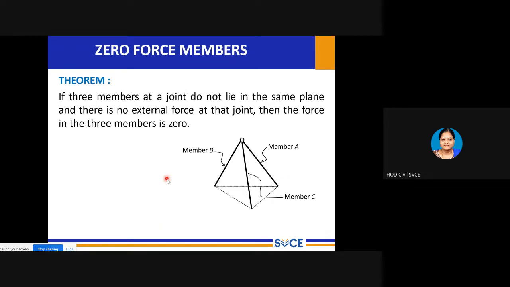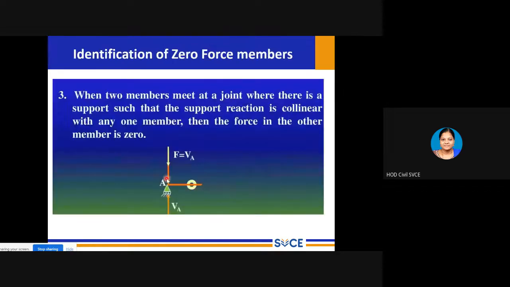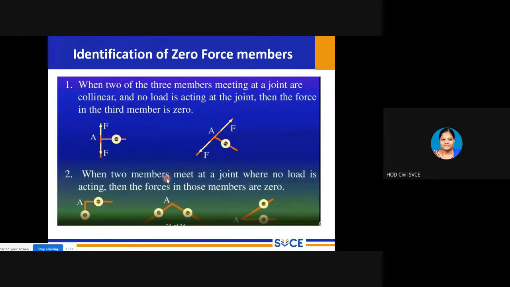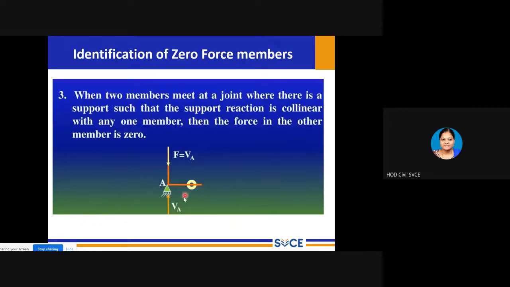So you can apply any of these in order to identify the members that have 0 forces. This is the first one, where 3 members meet at a joint, where 2 members are collinear, the force in the third member will be 0. And also there should not be any load acting at the joint. That is also a condition. And here also, when 2 members meet at a joint, there should not be load acting at the joint. The member forces are zeros. And suppose you have 2 members meeting at the joint and you have a support reaction which is collinear with the other member, in that case, the force in the other member will be 0.